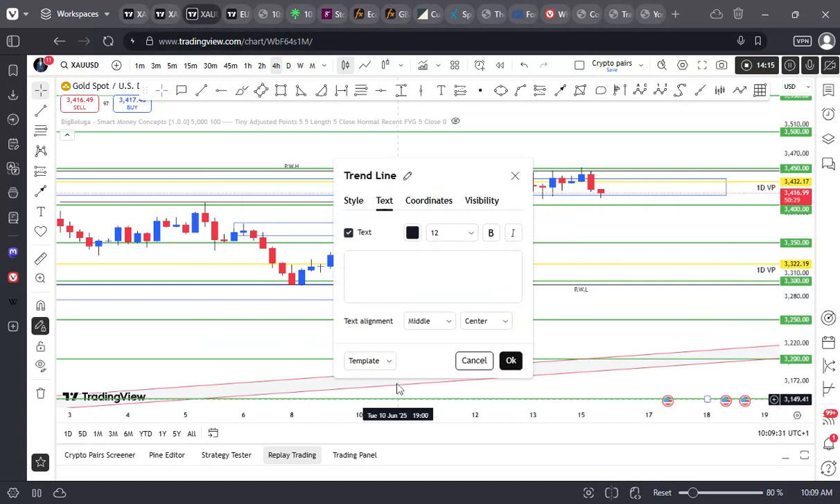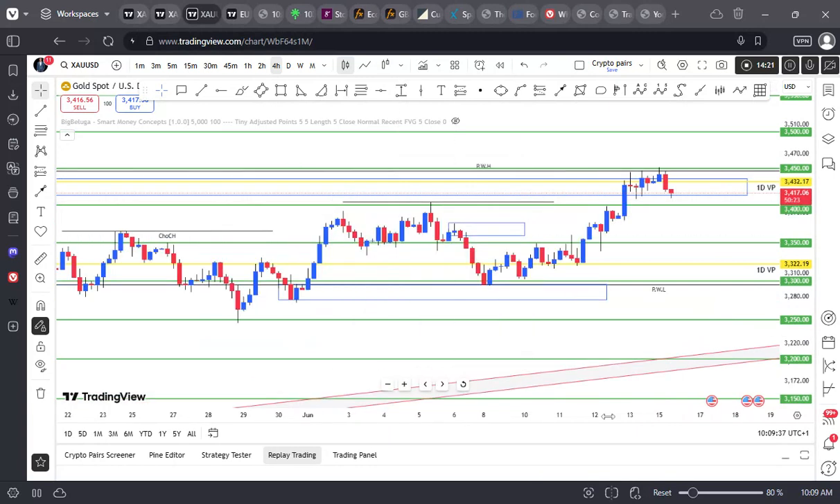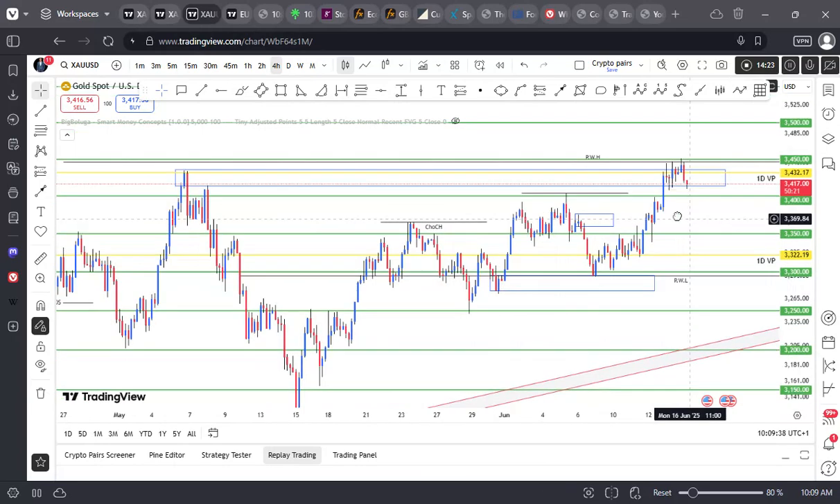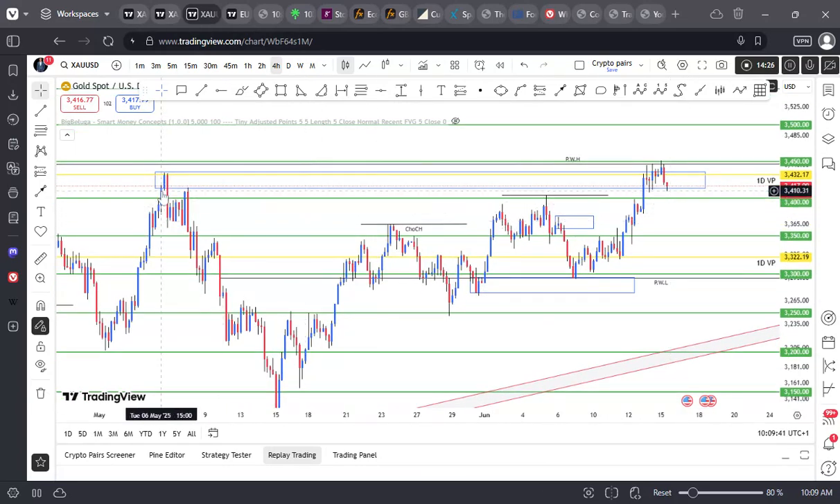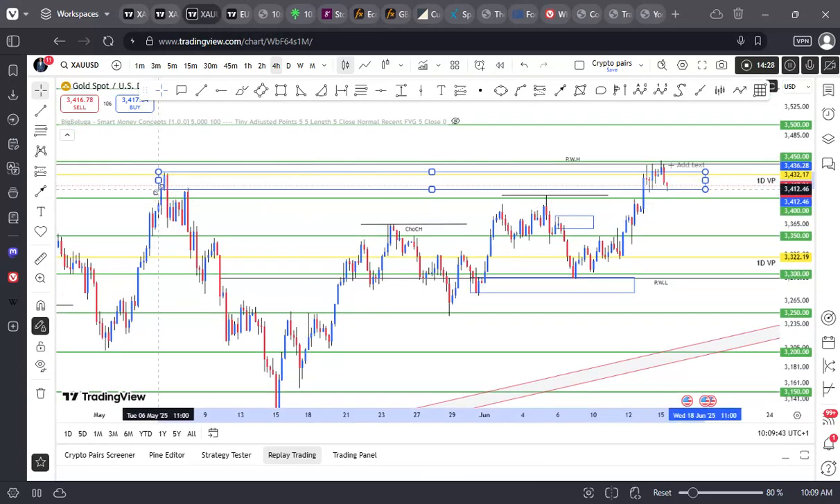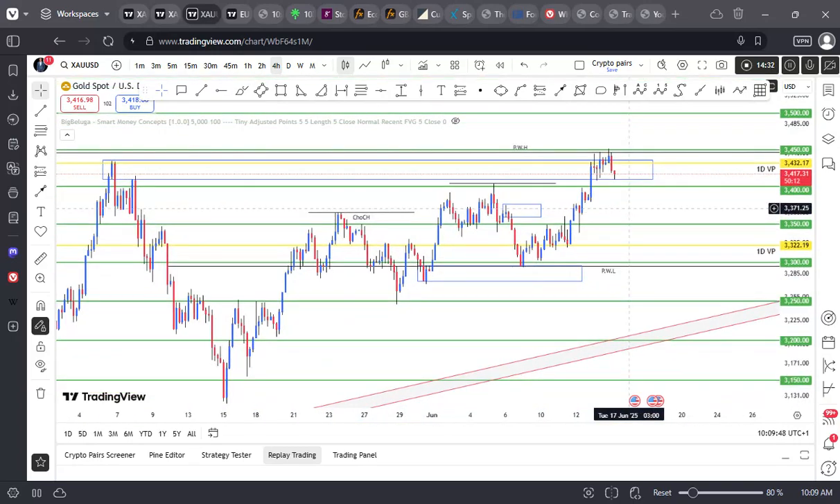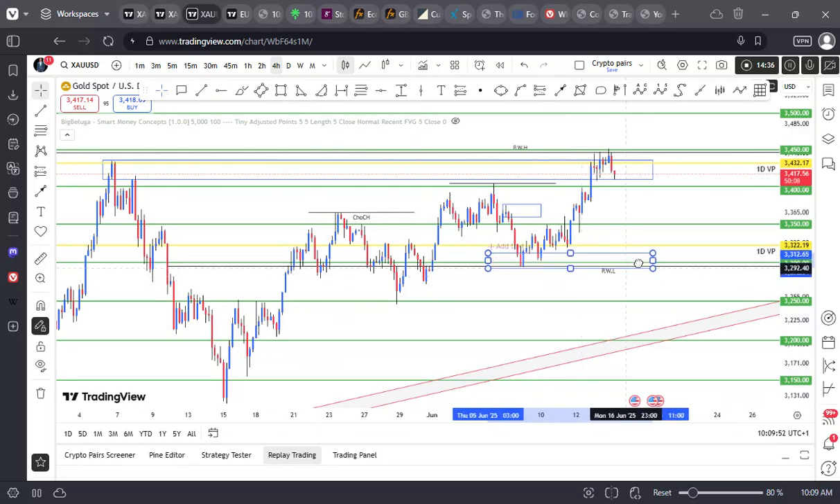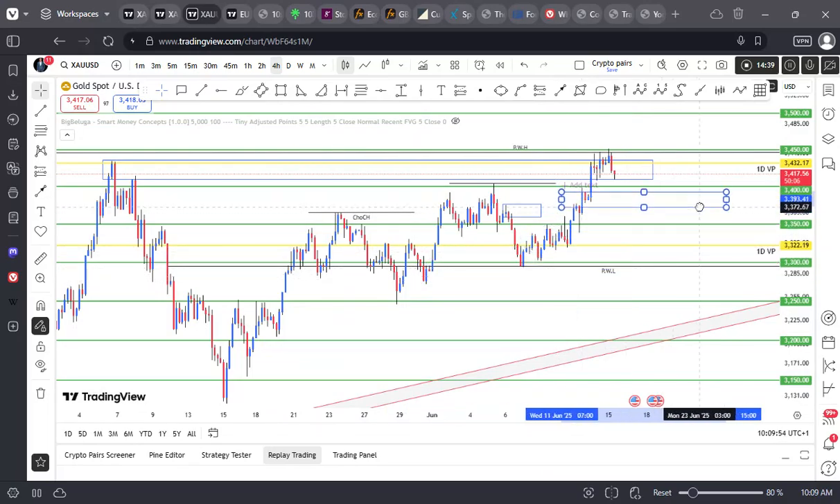So on the 4 hours time frame, we spot the 4 hours demand, also 4 hours supply. So this is 4 hours supply over here, but it was broken. Then for 4 hours demand, the current 4 hours demand is all the way over here.